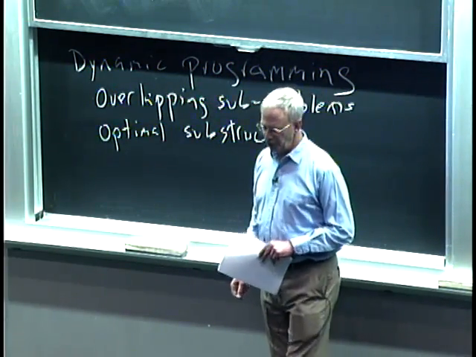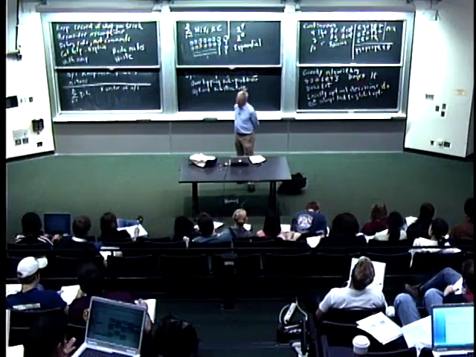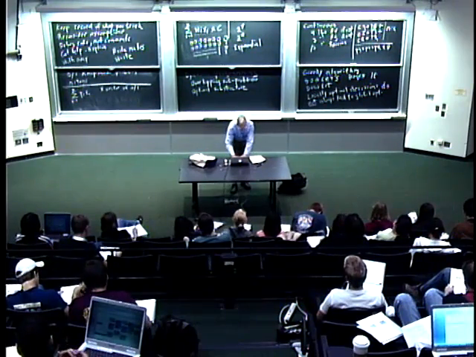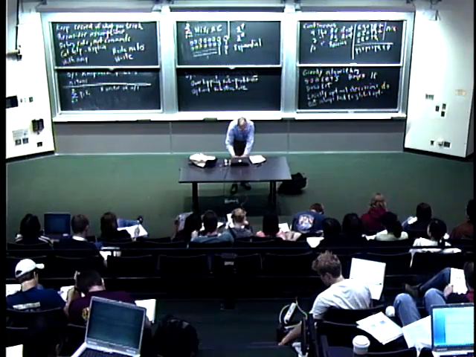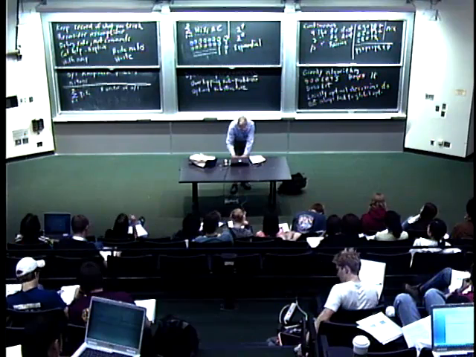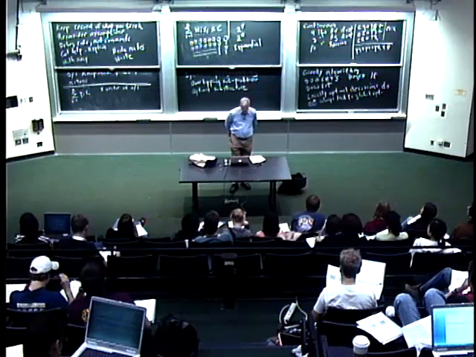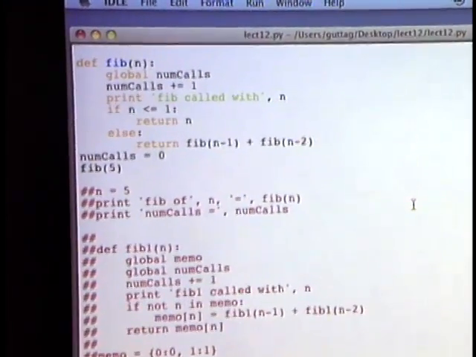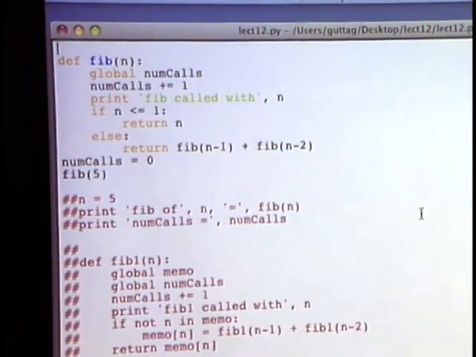Let's first look at the overlapping subproblems example. You have on your handout a recursive implementation of Fibonacci, which we've seen before. What I've done is I've augmented it with this global called numCalls, just so I can keep track of how many times it gets called. And let's see what happens if we call fib of 5.